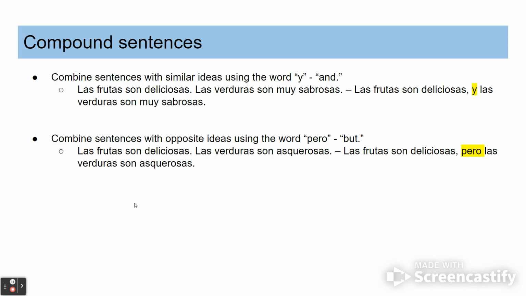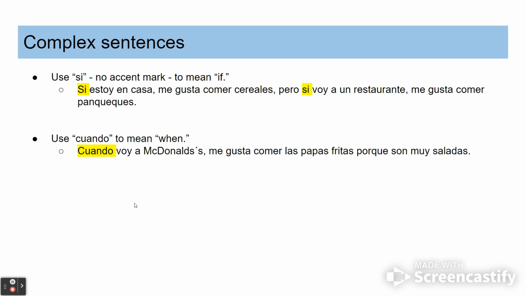What happens though if you have two sentences that have different information? You're going to connect them with the word pero, which tells us but. Las frutas son deliciosas, las verduras, son asquerosas. Las frutas son deliciosas, pero las verduras son asquerosas. Those are two pieces of information that are different. They oppose each other. I can also make complex sentences. So a complex sentence is basically two expressions separated by a comma.